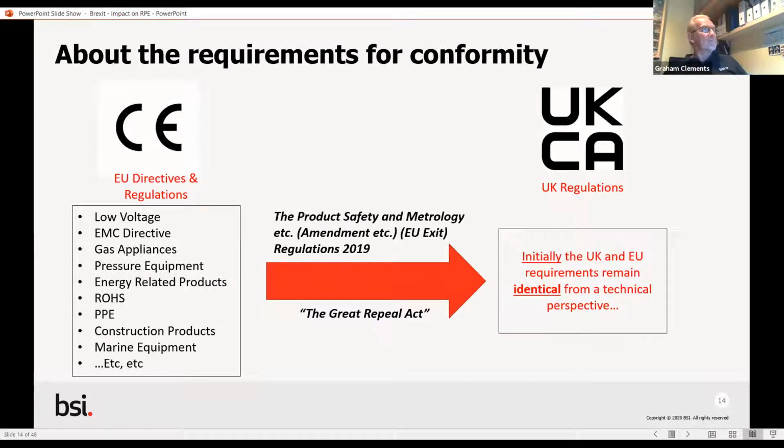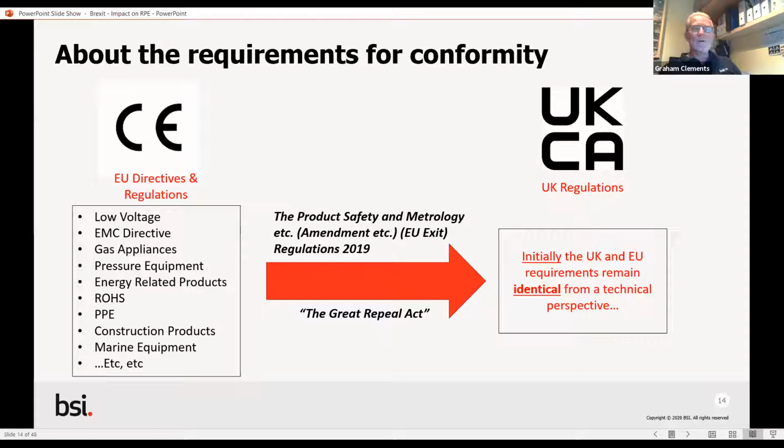So the requirements for conformity. What we did, we looked at all the EU directives and regulations and thought, actually, they're pretty good. We put a lot of work into those. There's nothing wrong with those regulations and directives. We're not picking a fight with Europe. We're just looking at the best legislation that's available.